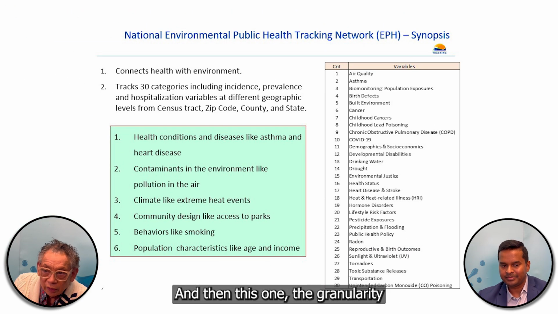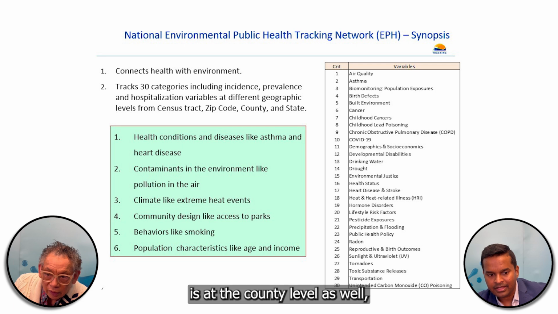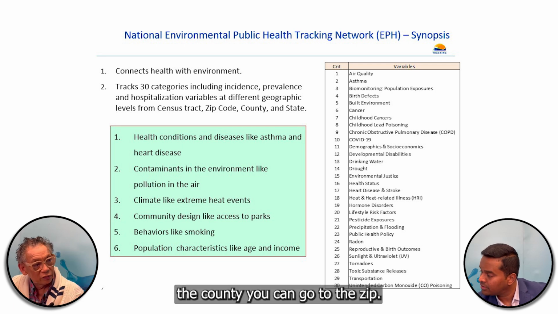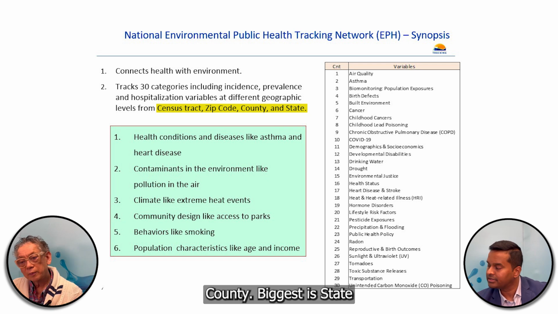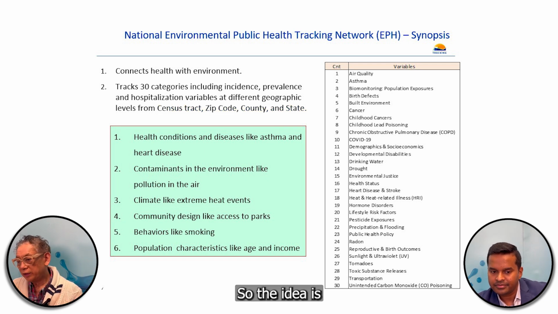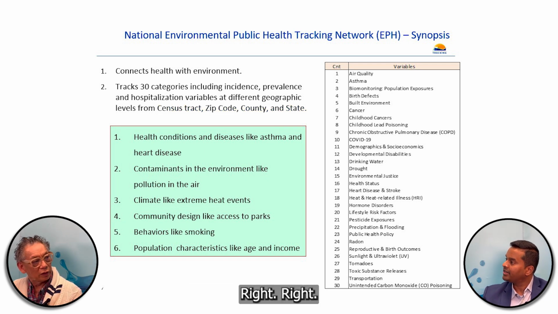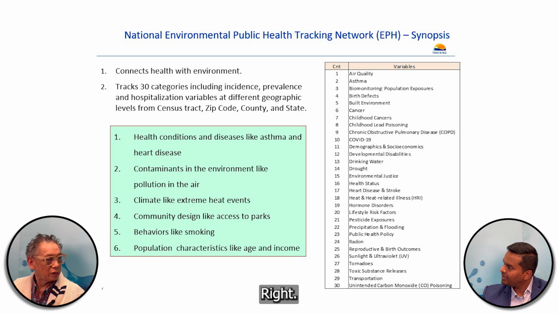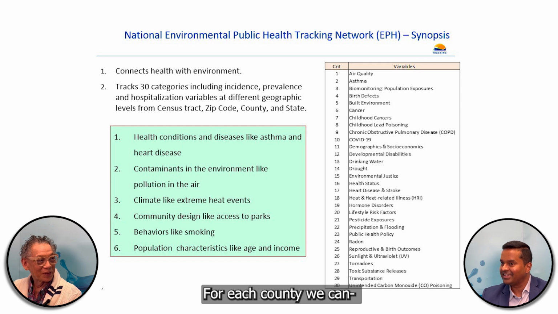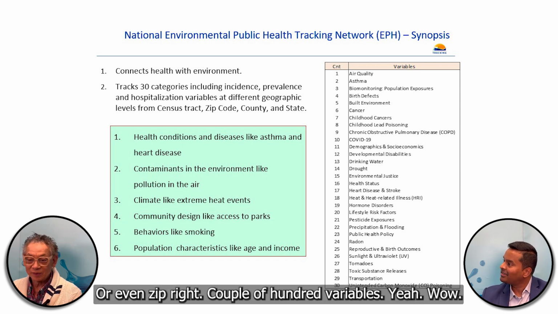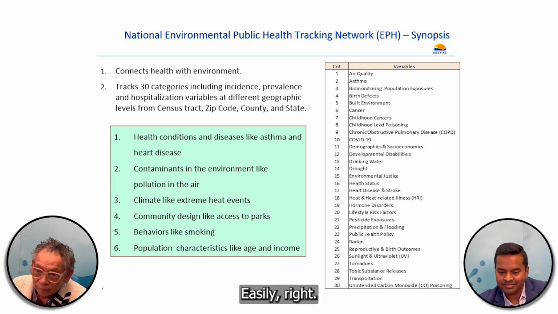And then this one, the granularity is at the county level as well. The county can go to the zip code, census tract. So the idea is you could group all that stuff. And they're all free. You put them together, and then you get even a lot of variables. For each county, or even zip, we can create a couple of hundred variables, easily.